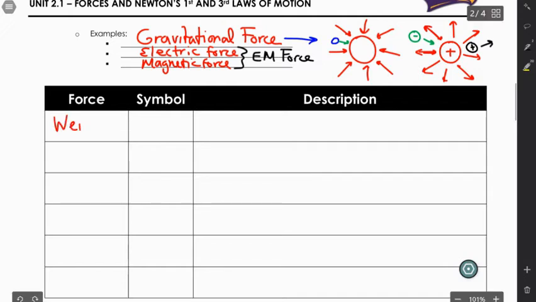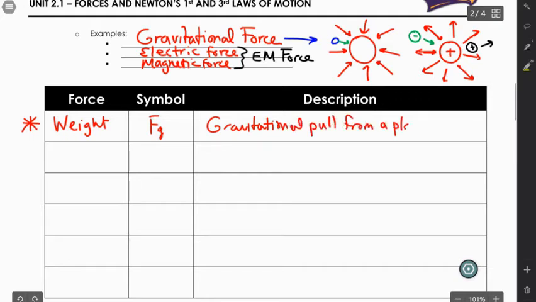So the first one, we've mentioned this one before, right? This is really the only field force we're going to talk about at this point in time: the force of gravity, F sub G. All right, and we defined it in the last video. It's really the gravitational pull.